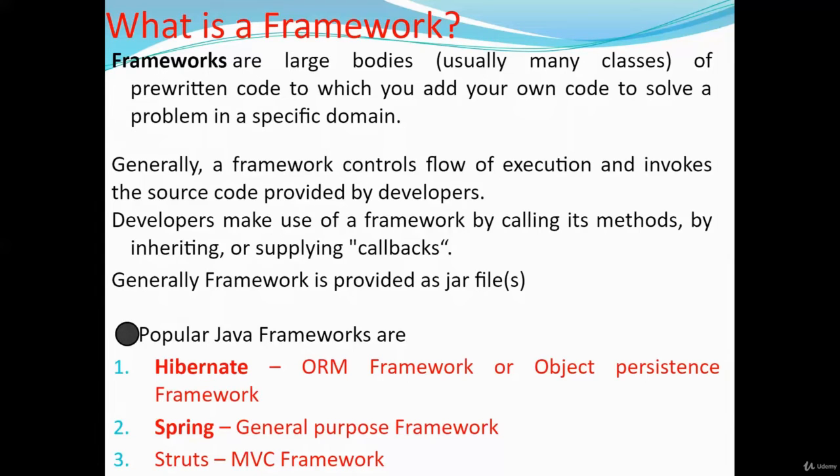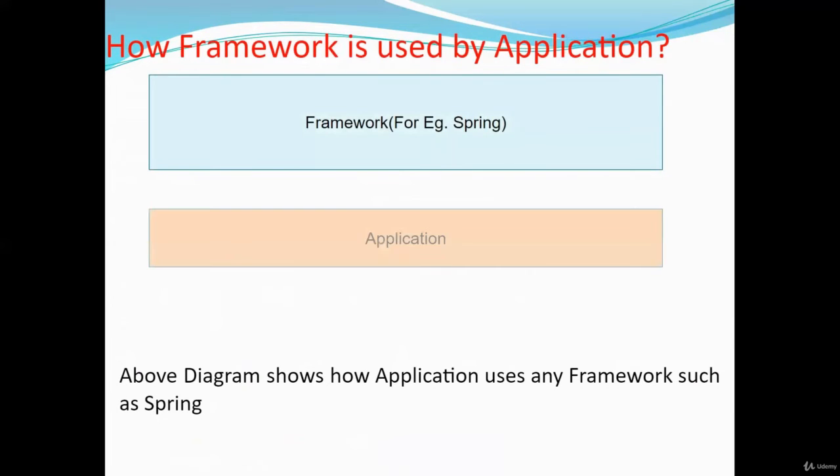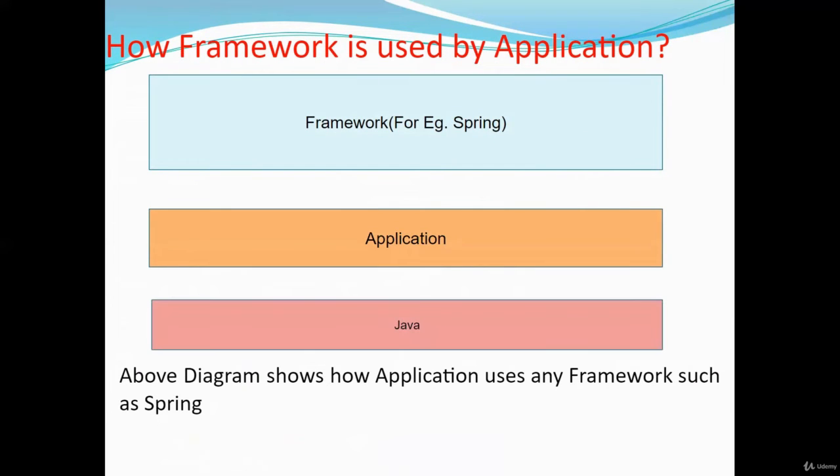So now we have some understanding of what a framework is. Now, diagrammatically, let us see how the application which is developed by the developer interacts with the framework, any framework. Let us take Spring as an example. As we see here, the light blue color, this one is basically the framework.